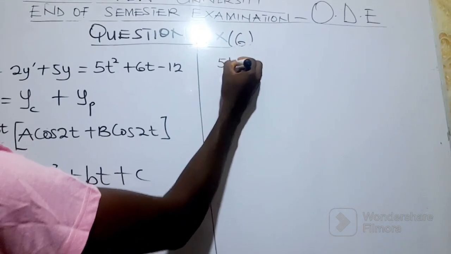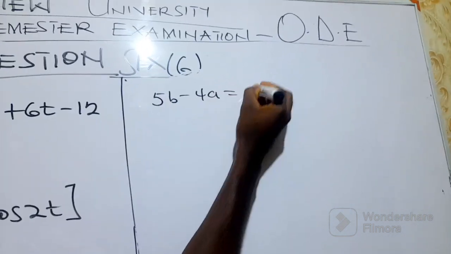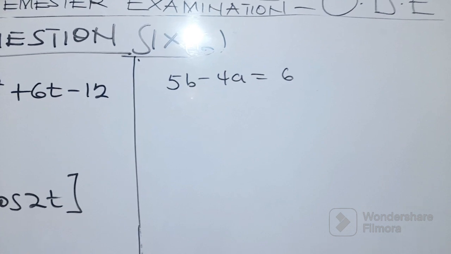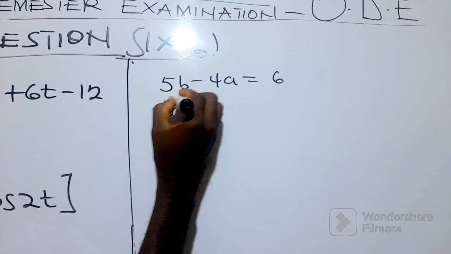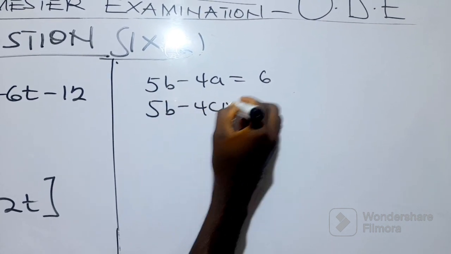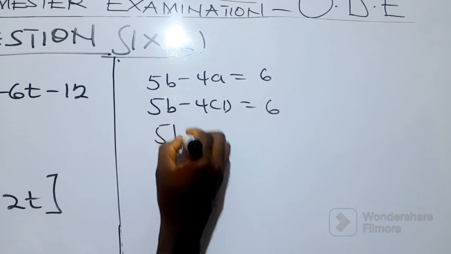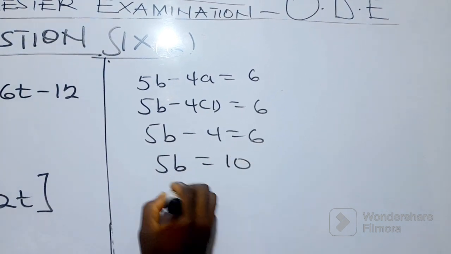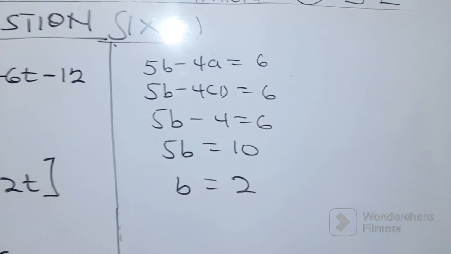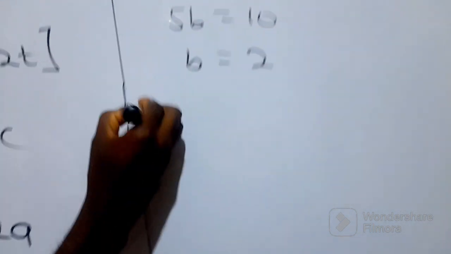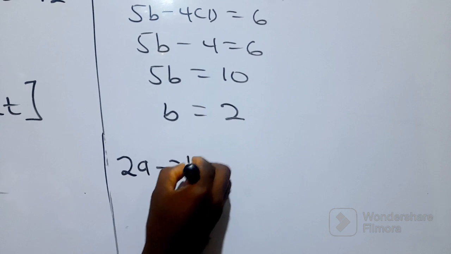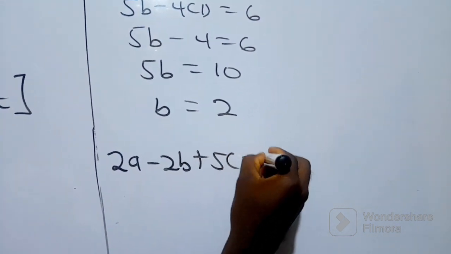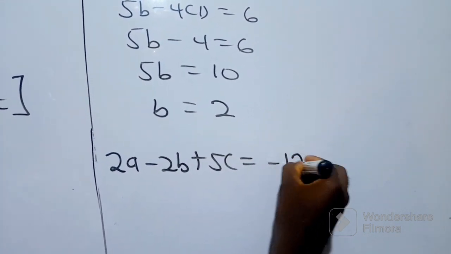So we can say 5b minus 4a is equal to 6. We got our a to be 1 already. So we say 5b minus 4 times 1 will be equal to 6. 5b minus 4 is 6. 5b will be 10. Then b is equal to 2. Now, the constant will also be equal to the constant. So we can say 2a minus 2b plus 5c will be equal to negative 12.